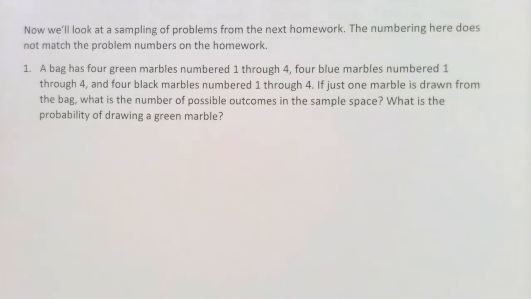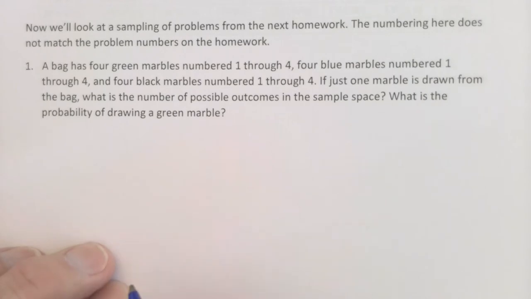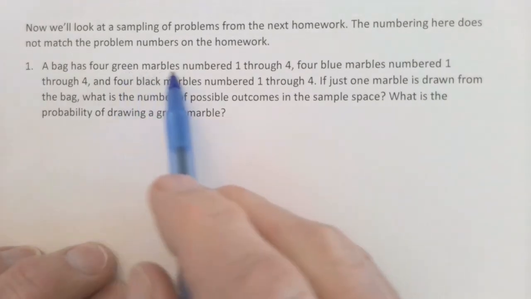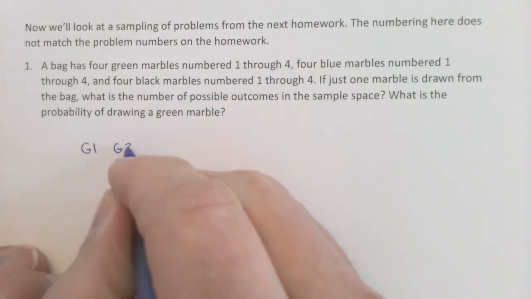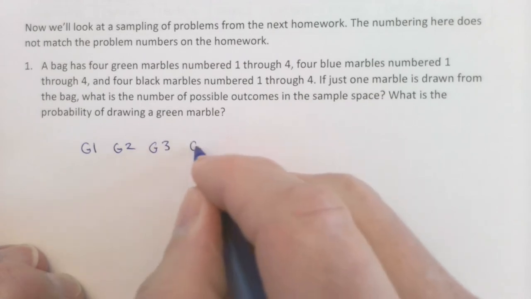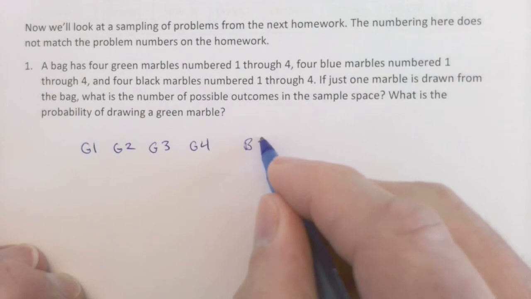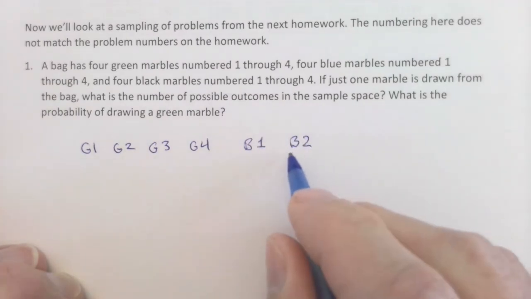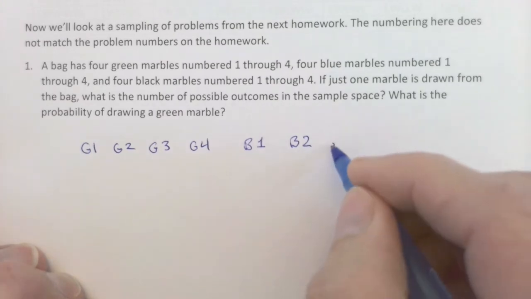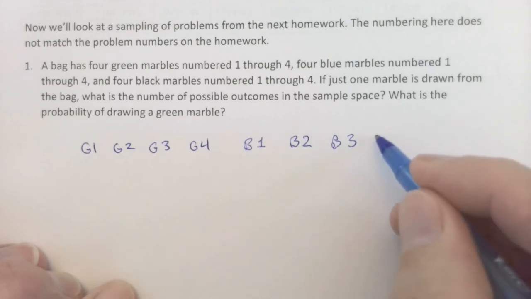Now, what's the probability of drawing a green marble? Okay, well, if you did it something like this, you looked at the green marbles 1 through 4 and you labeled them G1, G2, G3, and G4. And then you went to the blue marbles and you gave all those little number labels like B1, B2, where this stands for blue marble number 2. So here I am writing out all 12 possible outcomes.